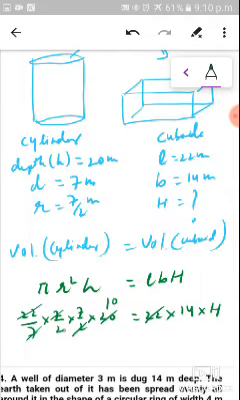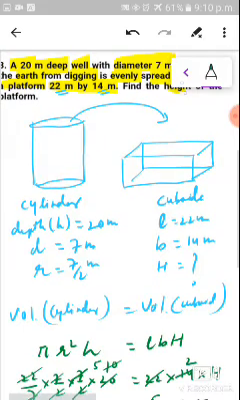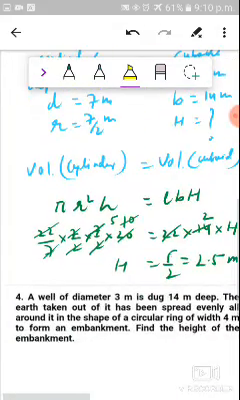Okay, and we can cancel this 7 2s are 14. So what can I write here? And this I can also cancel out, 2 5s are 10, 5. So height will be 5 by 2, that is 2.5 meter will be the height of this platform. Okay, right? So it is made by the earth which is dug out from this well, right? Okay, moving to next one.